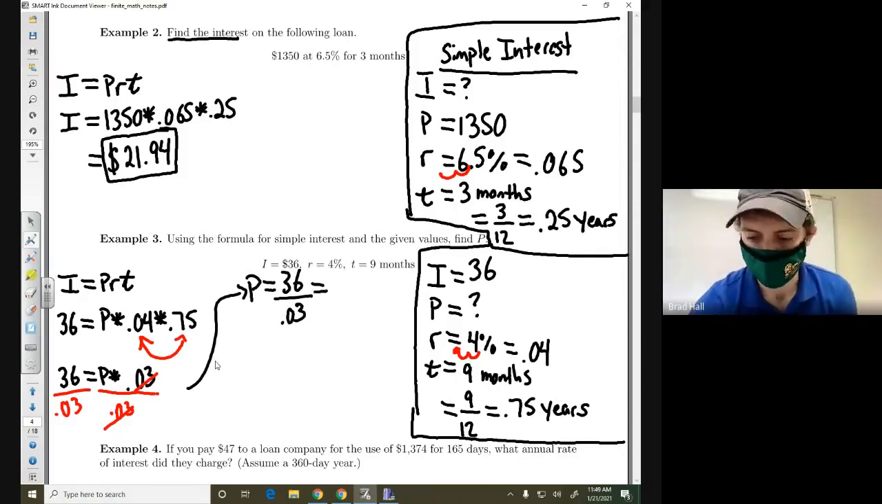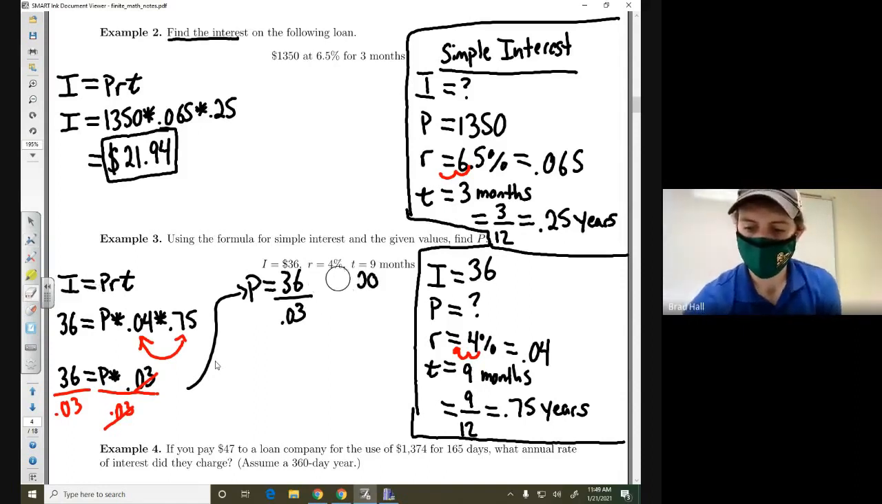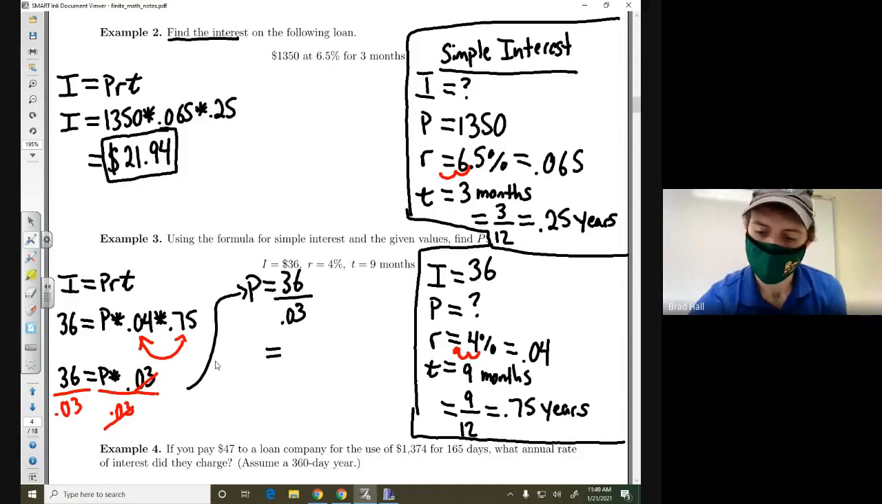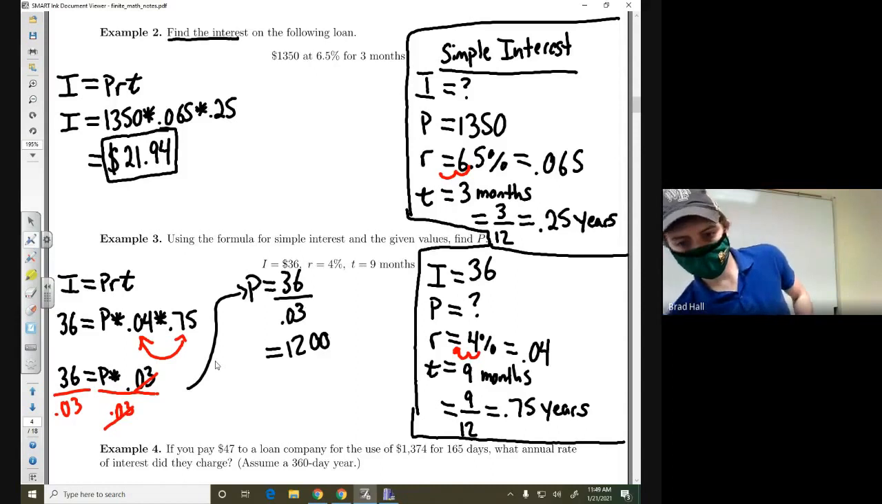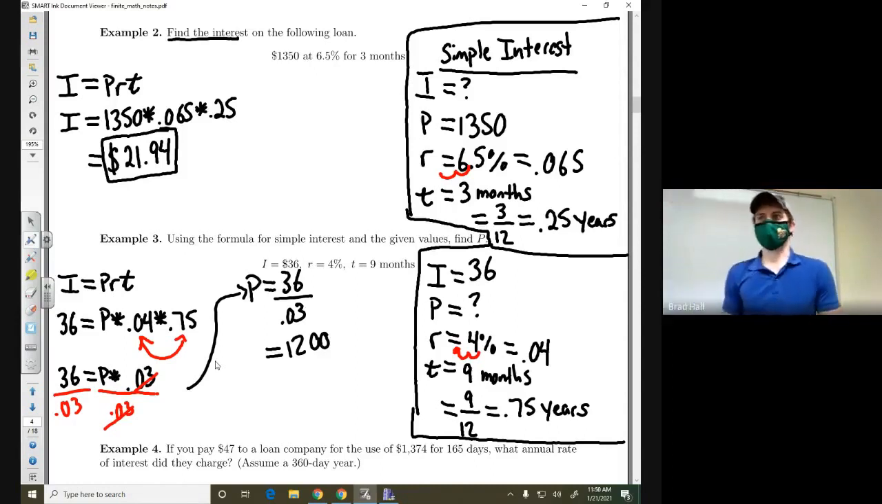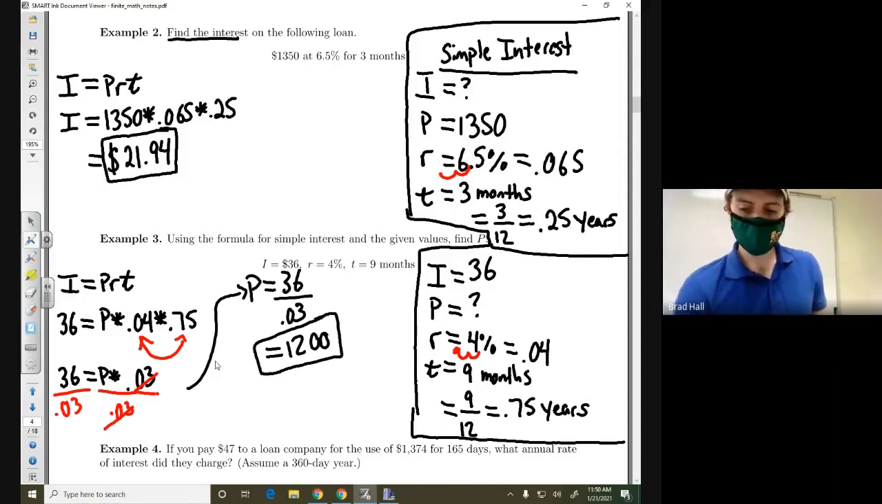And again, I've done this problem enough times. I know this is 1200. Or I believe it's 1200. I can check that to make sure. I'm pretty sure that's 1200. It is? Okay, I'll take your word for it. All right, that's 1200. So we get that the original amount for which the fee of $36 was applied was that the person had to have borrowed $1,200.